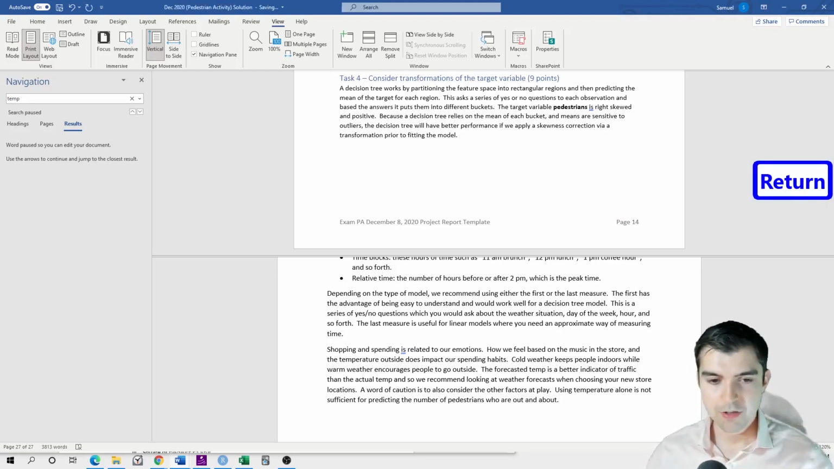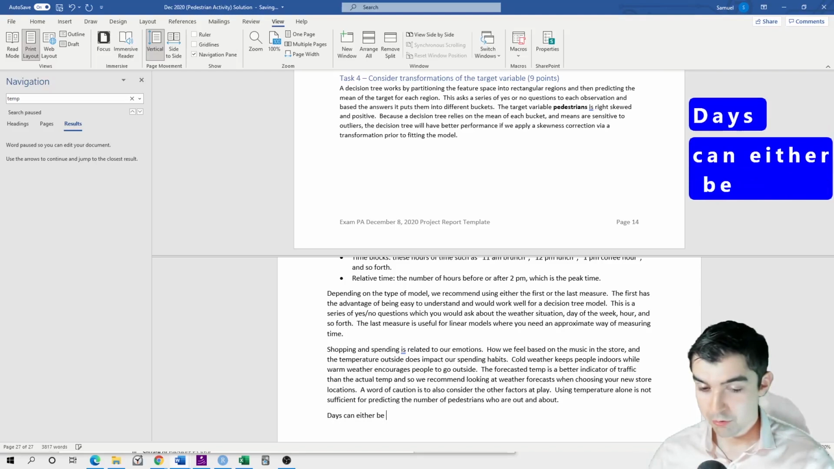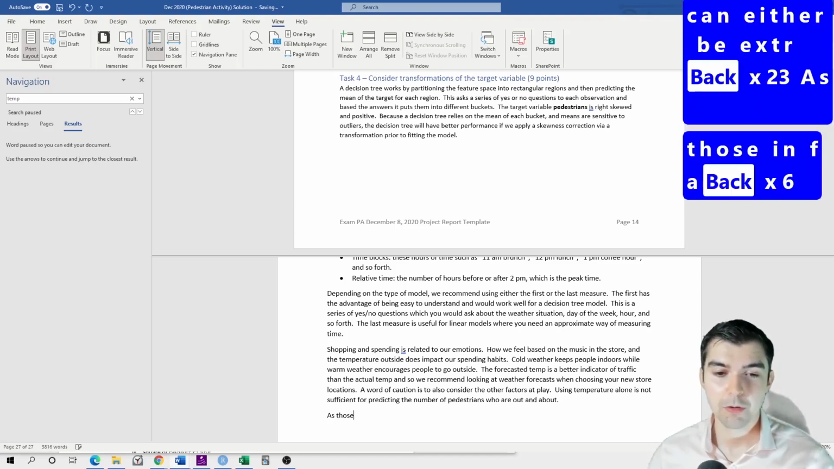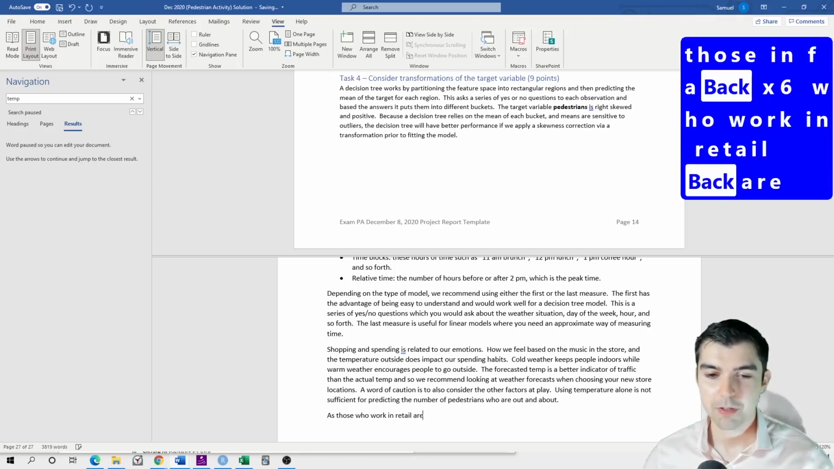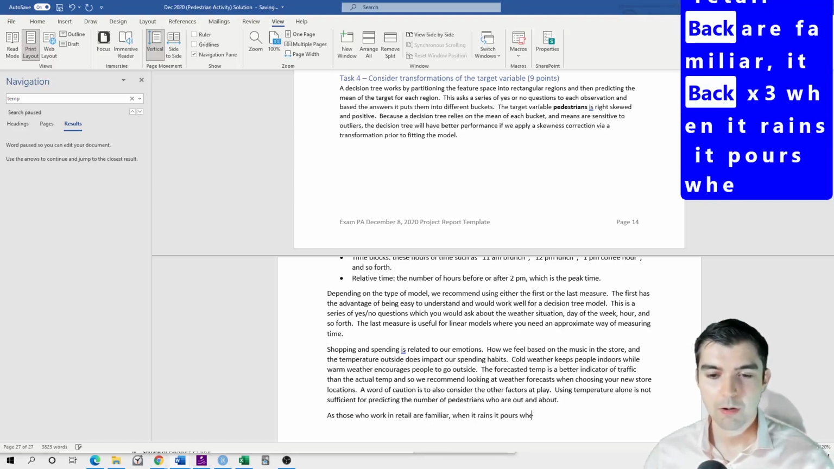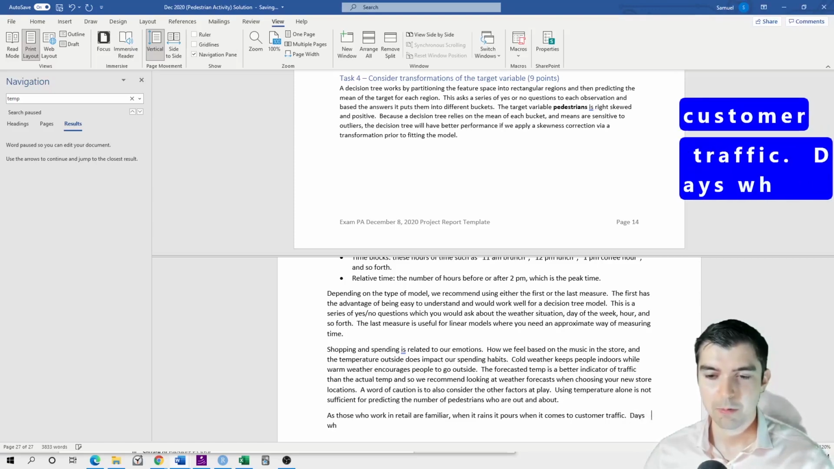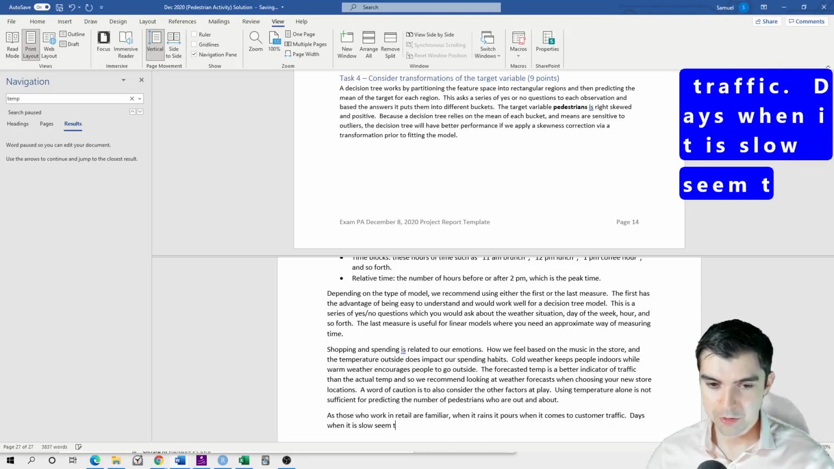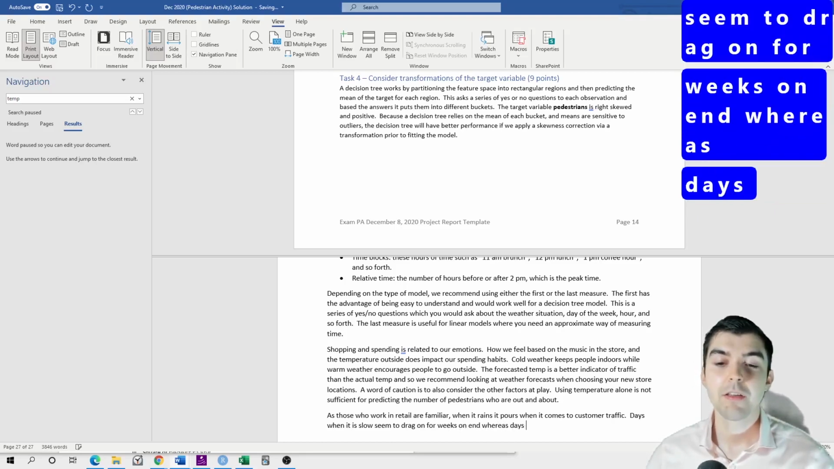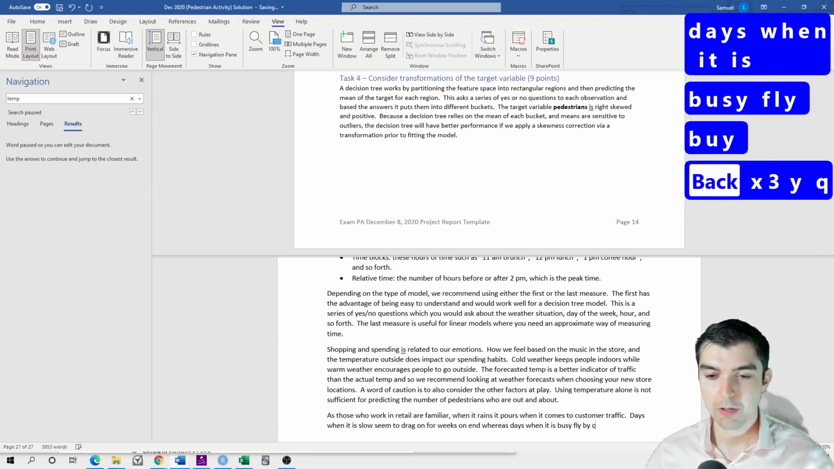Well, we know that days can either be extremely busy or slow, as anyone who works in retail is familiar. When it rains, it pours, when it comes to customer traffic. Days when it is slow seem to drag on for weeks on end, whereas days when it is busy fly by quickly.